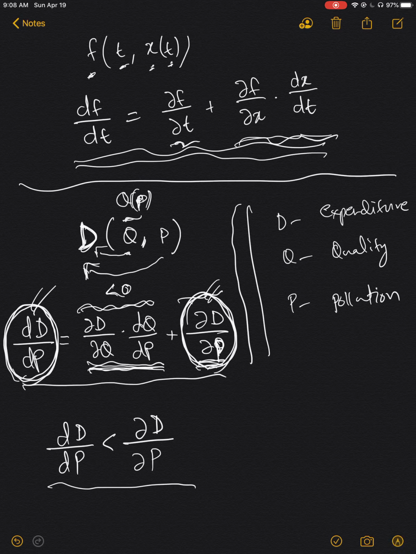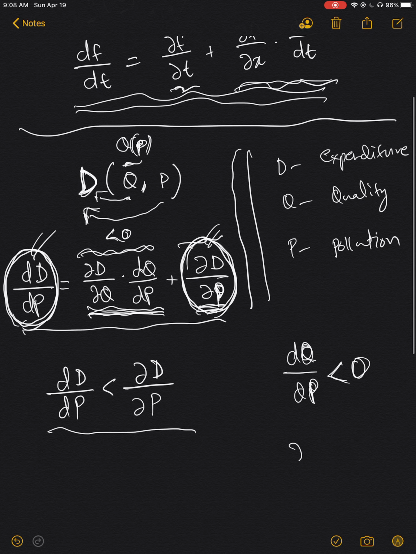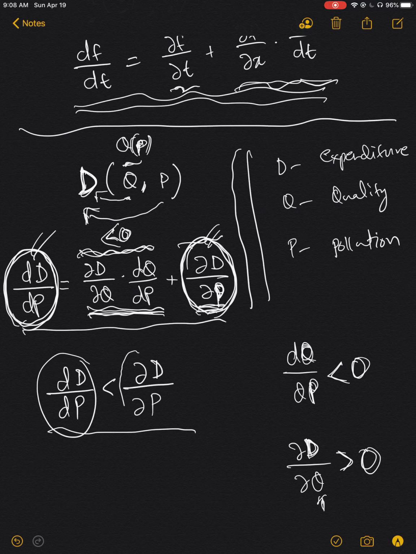And so why is that? That's because dQ/dP is less than 0. Why? The idea here is that when pollution goes up, environmental quality goes down, so this is less than 0. And it turns out this is greater than 0, partial D partial Q is greater than 0. Why? Because if you want higher environmental quality, you're going to have to spend more. Okay, so this is greater than 0. So that means this whole thing is less than 0. That means what you observe is an underestimate of what you really want to see.